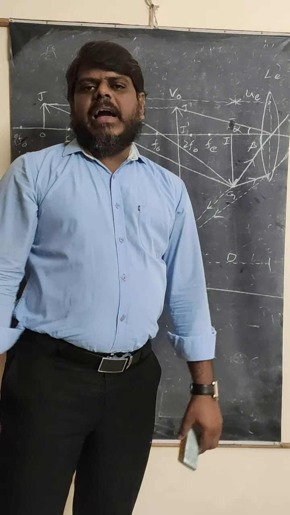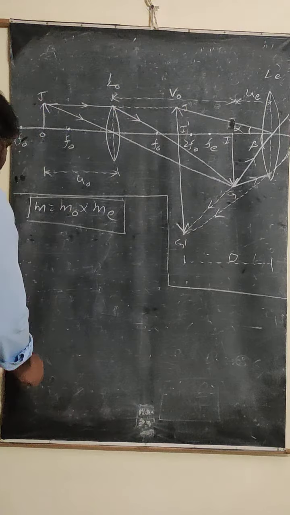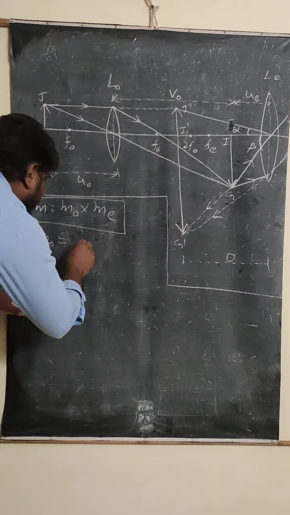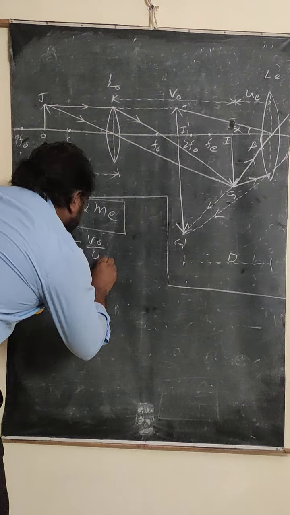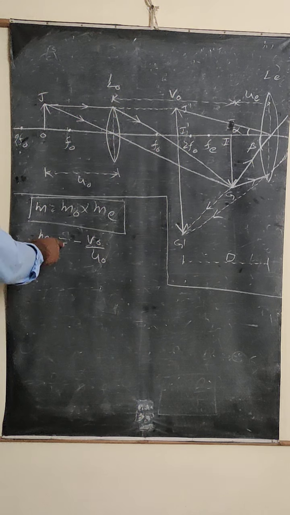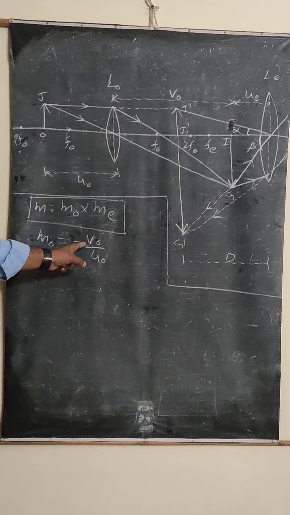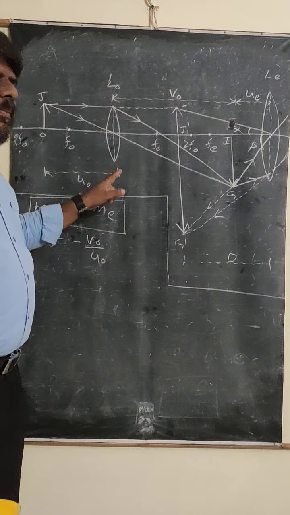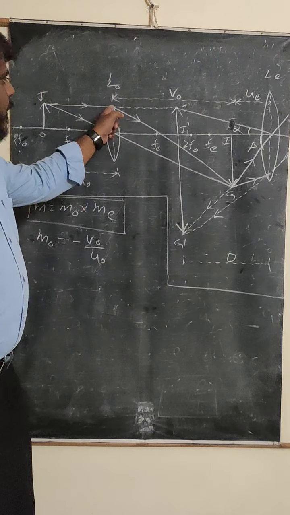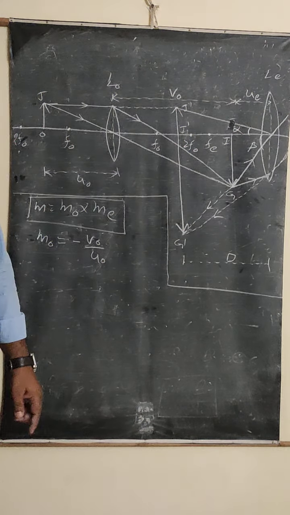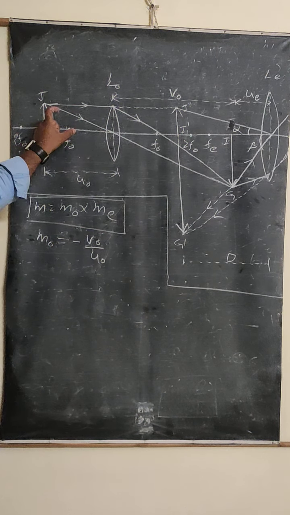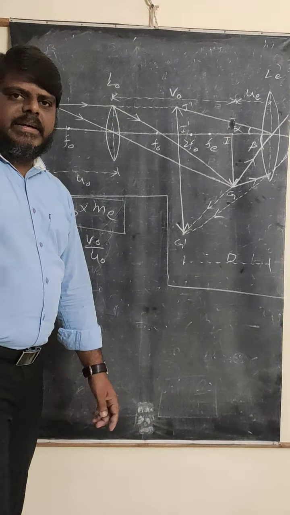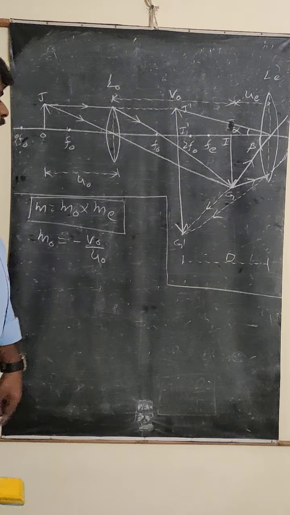So I am going to directly tell you the magnification of the objective lens. The magnification of the objective lens M0 is equal to minus V0 by U0. What does V0 represent? The image distance produced by the objective lens, from this point to this point. Next is U0, the object distance for the objective lens, and the negative sign indicates that the image is going to be inverted. So M0 is equal to minus V0 by U0.